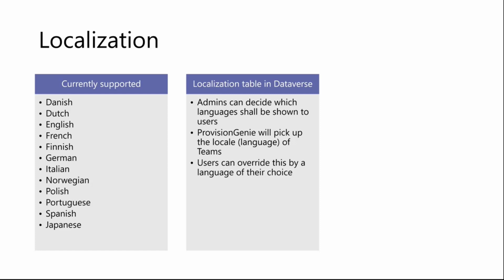Genie will then pick up the language from the Teams context and provide this in the language that Teams is running in, with a fallback language that is English if the language that Teams runs in is not supported yet. But users can also override that choice. So if Teams runs in English, but they want to display Genie in Finnish, they can absolutely do that because it is their choice to do so.